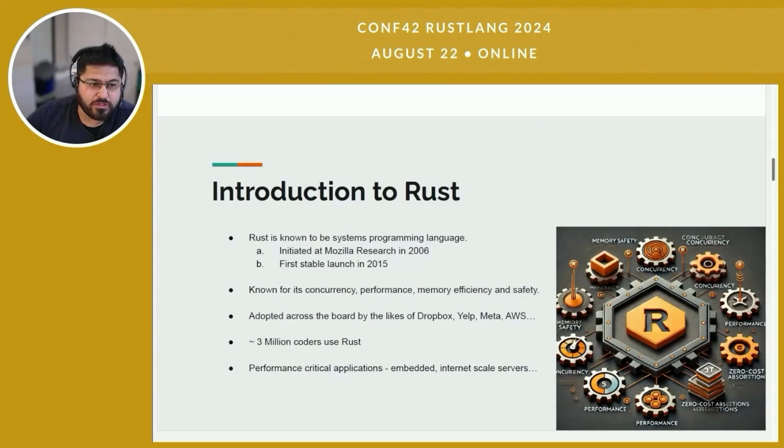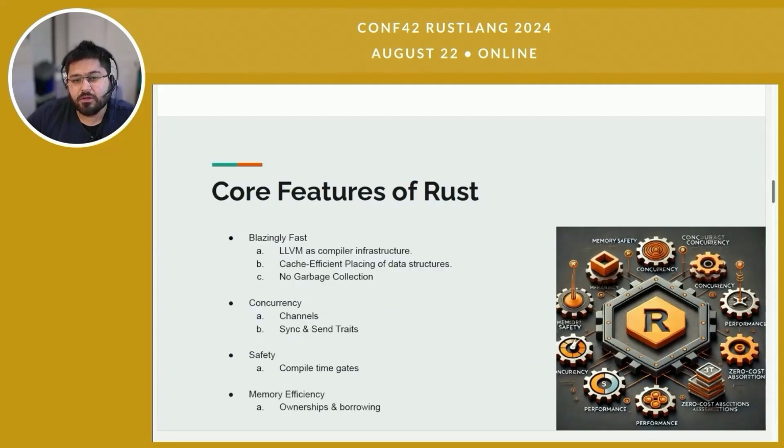It is primarily known for its concurrency, performance, memory efficiency, and safety. It has been adopted by big companies like Dropbox, AWS, Yelp, Meta. As per some survey, there are about 3 million coders using Rust on a daily basis. I again stress that Rust is best suited for performance critical applications, be it embedded, IoT, or even internet scale applications. Now let's check the core features of Rust.